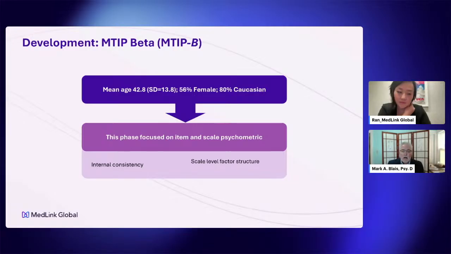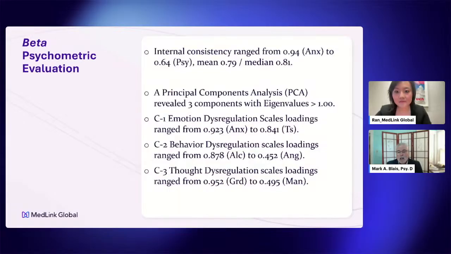It was 80% Caucasian. This beta phase focuses on item refinement and scale psychometrics. So we determine internal consistency for all the scales and the initial factor structure at the scale level. And what we found after removing certain items and composing the scales, that internal consistency ranged from 0.94 for anxiety to 0.64 for psychosis.